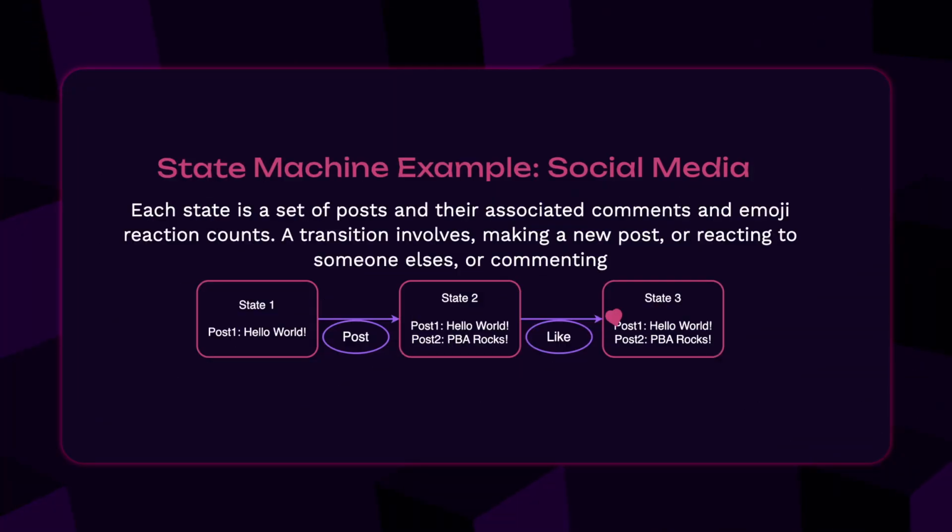Take social media, for example. In this system, the state includes every post, comment, and like. As users interact, posting comments or liking existing posts, the state updates with each transition, just like in the digital cash example. All these examples, from an audio amplifier to a social media platform, can be modeled as state machines. They help us represent complex systems in a formal, understandable way.